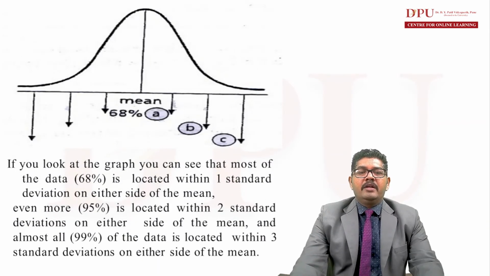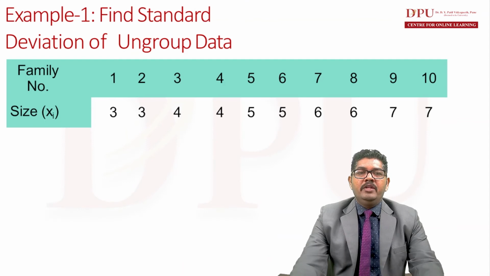If you look at the graph, you can see that most of the data, 68%, is located within 1 standard deviation on either side of the mean. Even more, 95% is located within two standard deviations on either side of the mean, and 99% of the data is located within 3 standard deviations on either side of the mean. So now we are going to calculate standard deviation for ungrouped data.